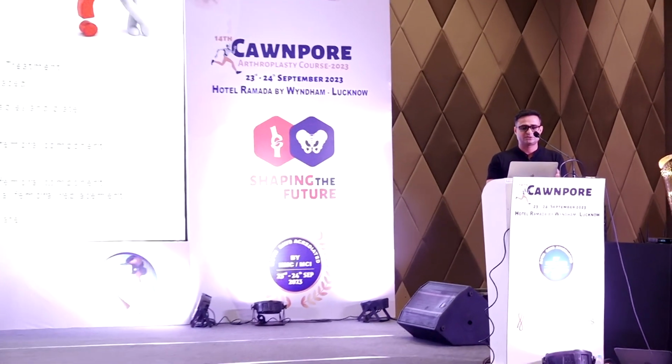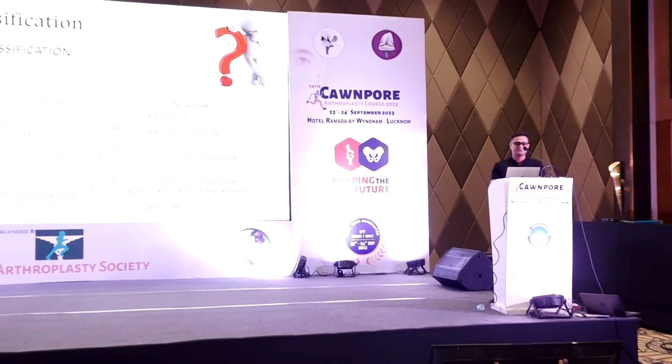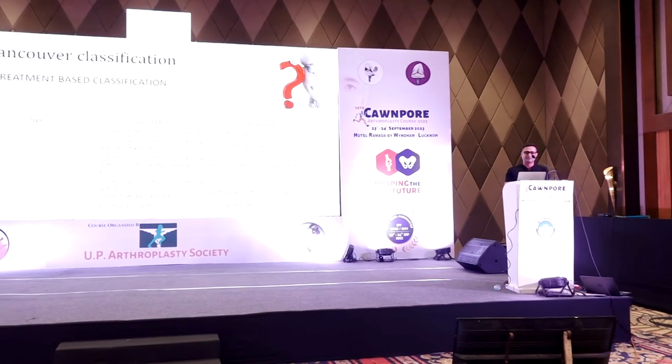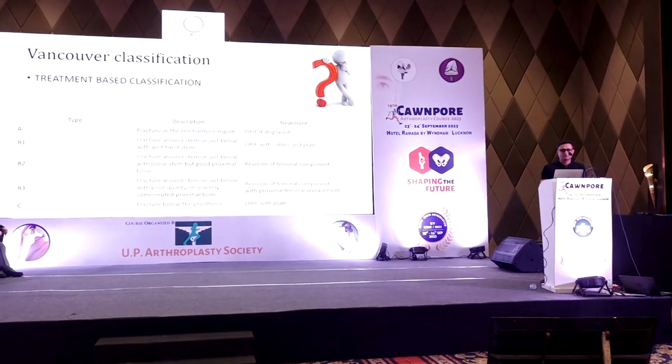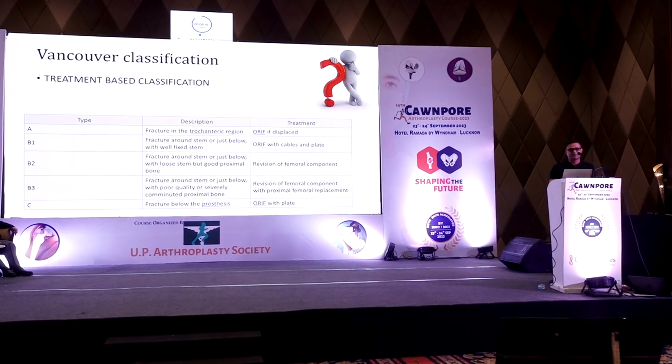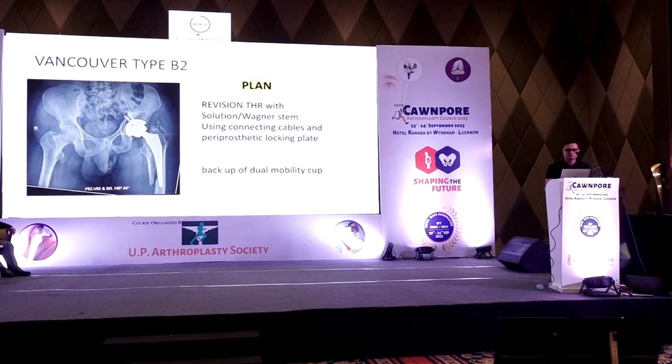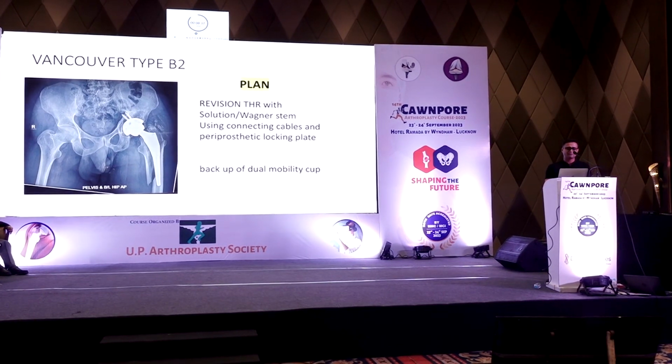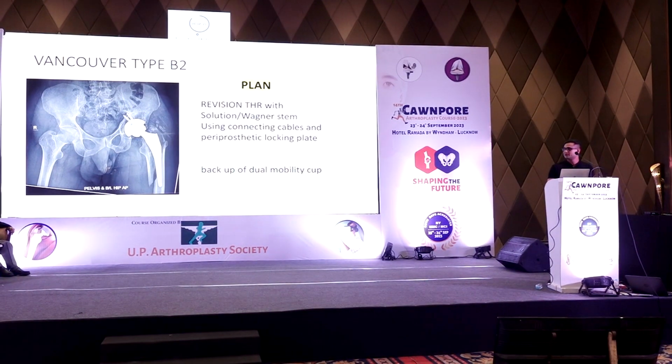So this was the X-ray on presentation, and I got a long full femur X-ray to look for the bow of the femur. And based upon Vancouver classification, which is a treatment-based classification, this fracture was classified as B2 fracture, which was around the stem and with loose stem, but good proximal bone, and revision of femoral component was planned. So my plan was to revise THR.